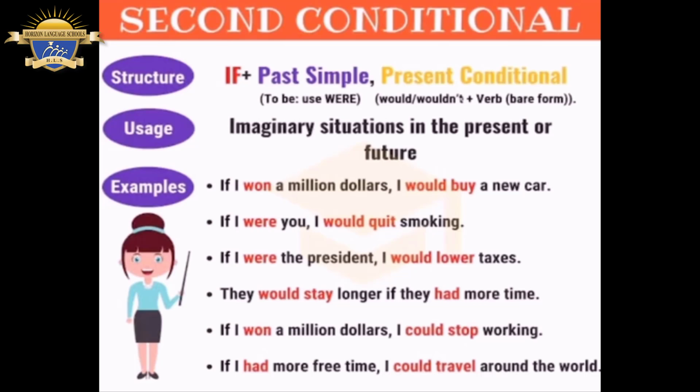Let's sum up. So here's the structure of the second conditional: if plus past simple, plus would and infinitive. And here we talk about an imaginary situation in the present or in the future.